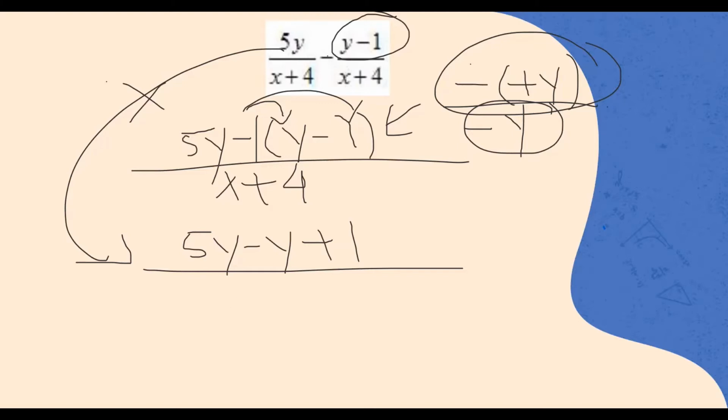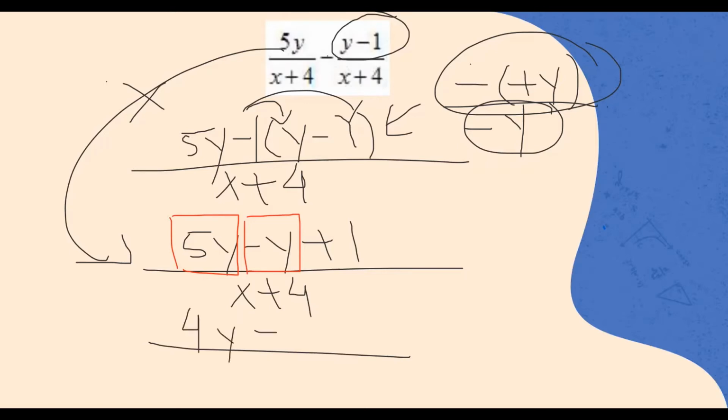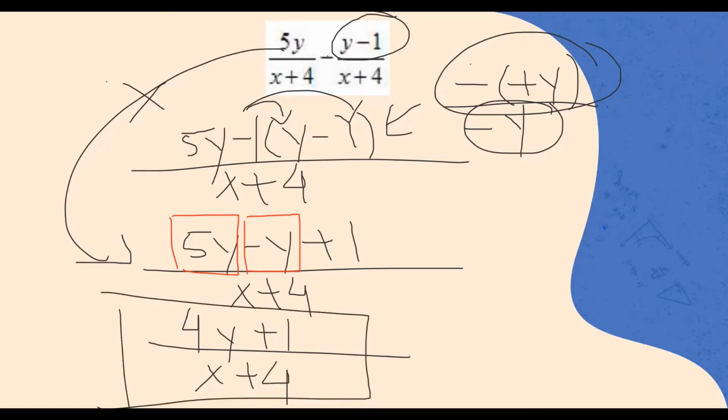Once you do that, you bring your denominator down, and then you simplify your top. When you're simplifying, you ask yourself, what are the like terms? You have 5y, and you have negative y. They're placed right after each other. So 5y minus y is 4y, and plus 1, and x plus 4. So that is your answer. This fraction cannot be simplified any further. So whatever you have in that is your answer. Notice how we work with two different variables. Okay, so that was the first problem.